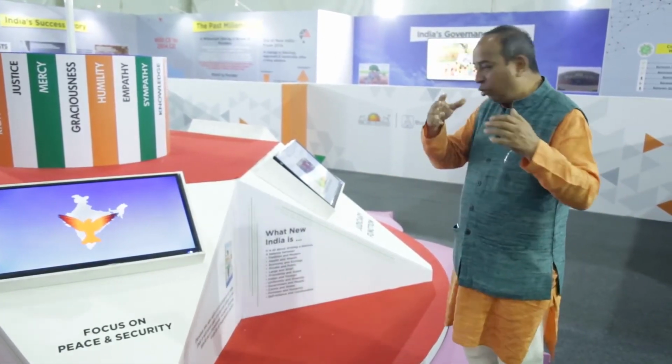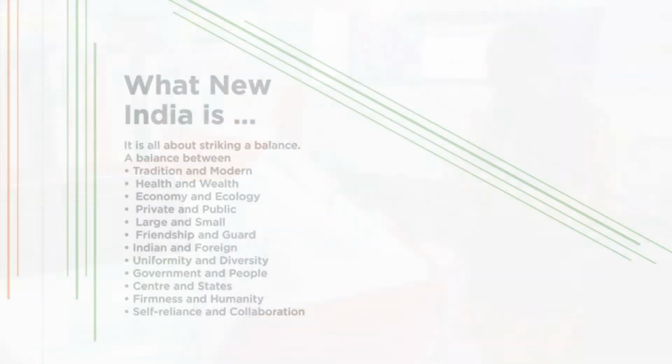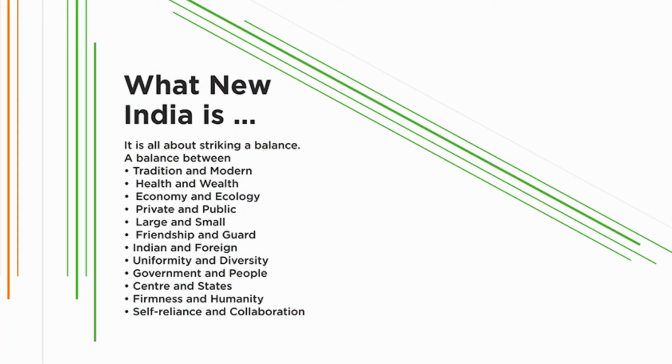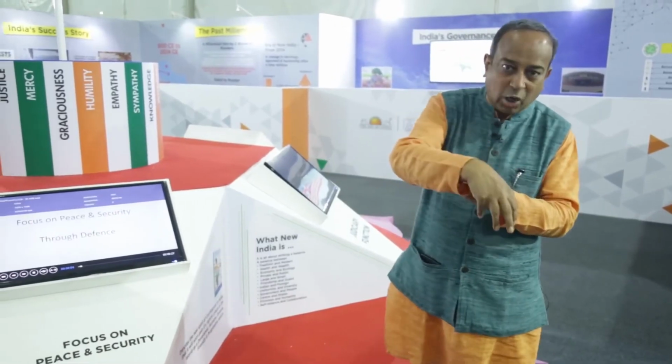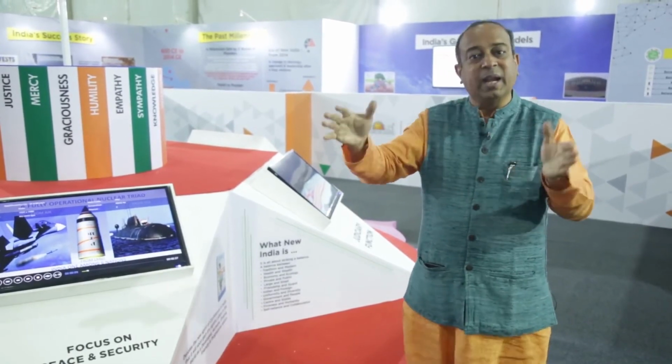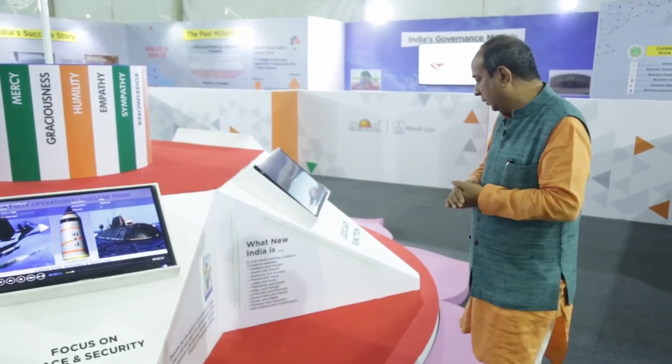Then it's about uniformity and diversity. This land, yes, is a diverse land, but there are factors that bring you together to be uniform. And you have to recognize both, relish both, relate to both, and enjoy both. Government and people, there are two different things. It's the people who in turn make the government, who elect the government and make the government. So it's a balance between this. It's not A versus B, it is A and B, government and people.